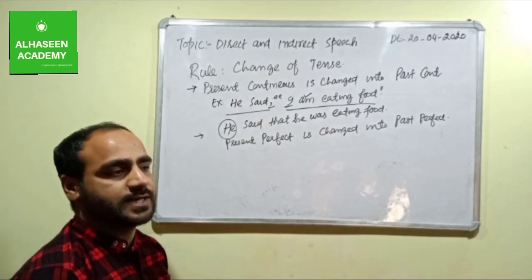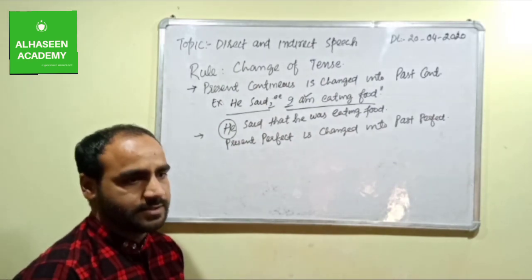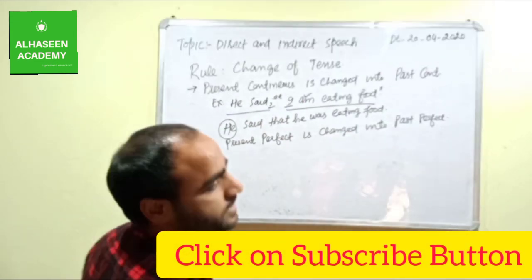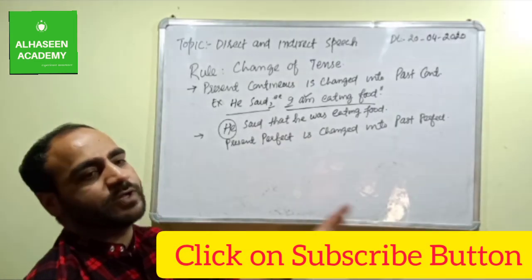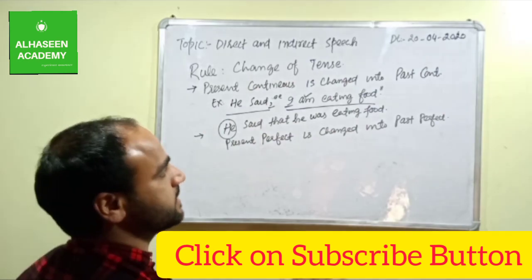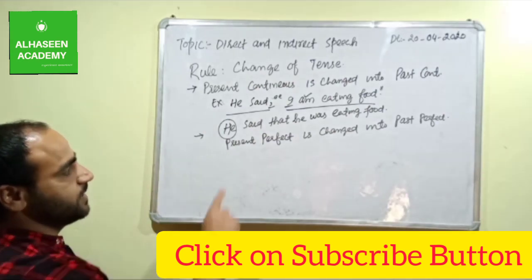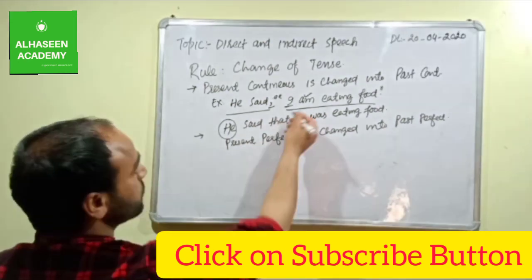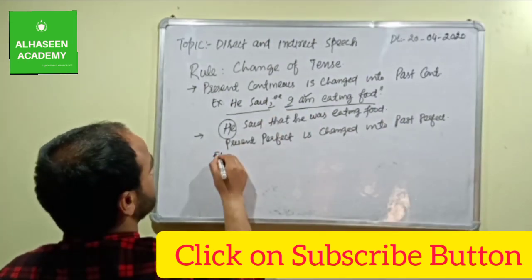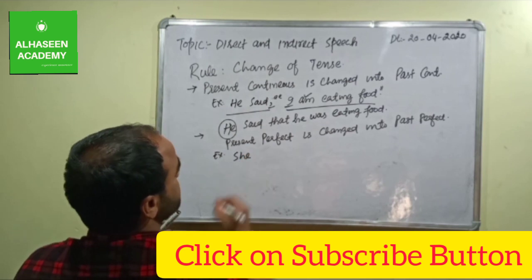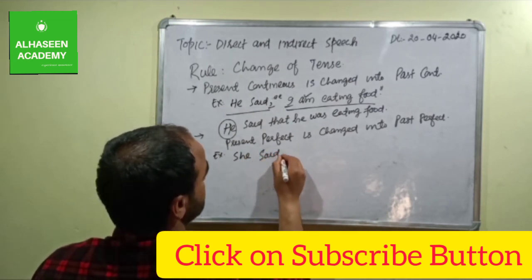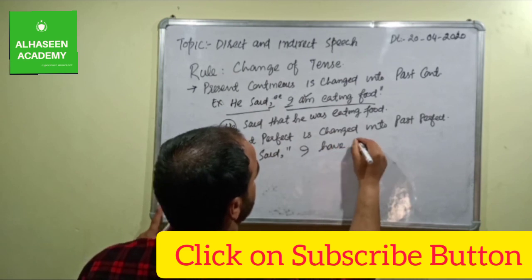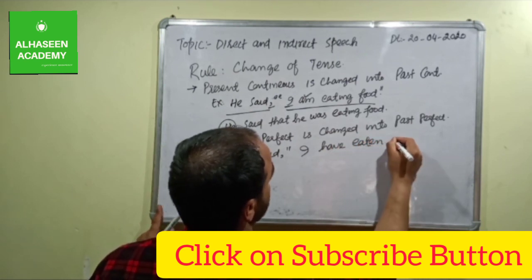Present perfect is any activity which we have done recently, which we have just completed, and past perfect is that type of work which we have done in the past. Okay, this is the difference between the present perfect and past perfect. Okay, let us look at the examples. Example: she said, I have eaten pizza.